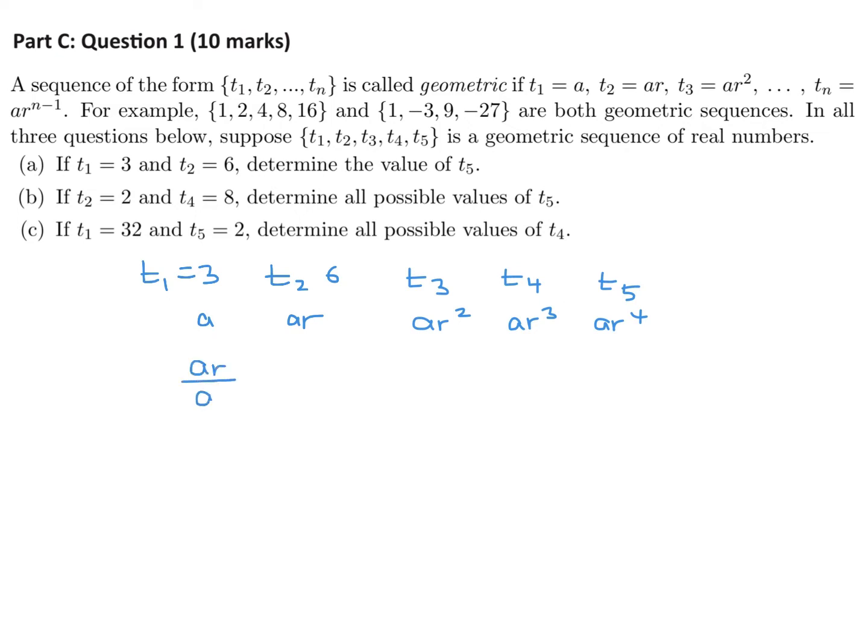AR over A is R. And then in terms of numbers, it's 6 over 3, which is 2. So my R is 2. And if my R is 2 and A is 3, then I can easily figure out AR to the power of 4. AR to the power of 4, A is 3, R is 2 to the power of 4. So that's 3 times 16, and that's 48. So T5 is 48.